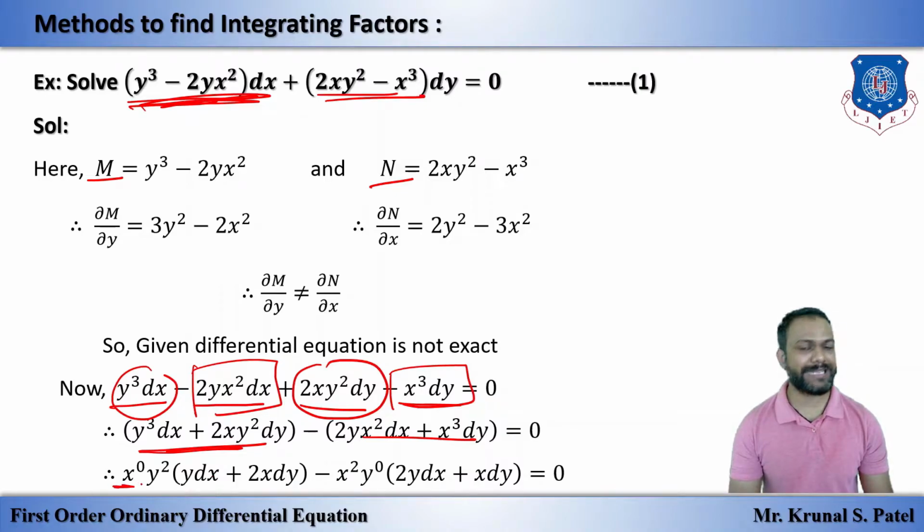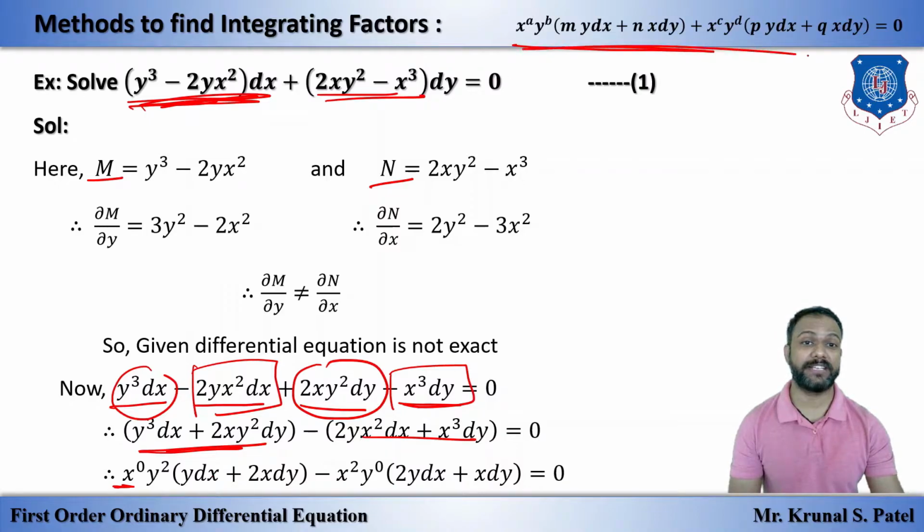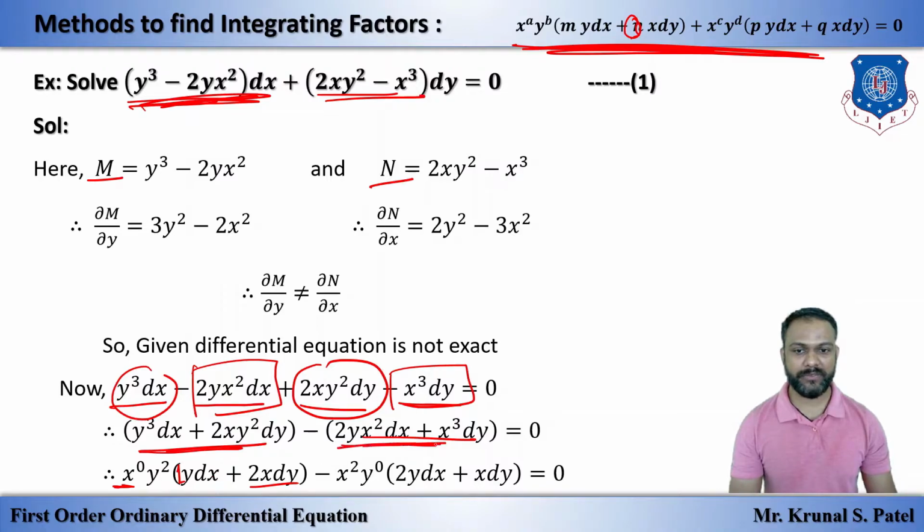So we can write it like x raised to 0, because we need this form, which I have already given in method number 5. Here a and b are constants, so a is 0, b is 2, m is 1, n is 2. So match with this. And now from here if we take common x square, we have 2y dx plus x dy, which also satisfies this term. So method number 5 is applicable.